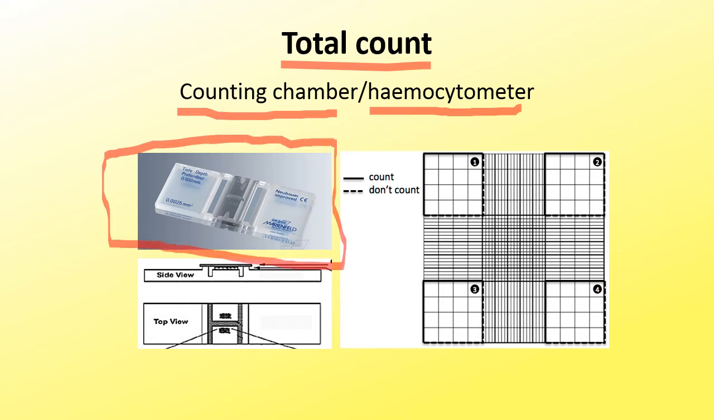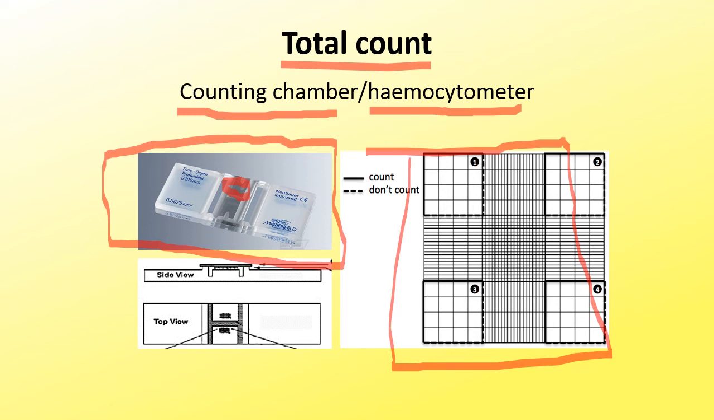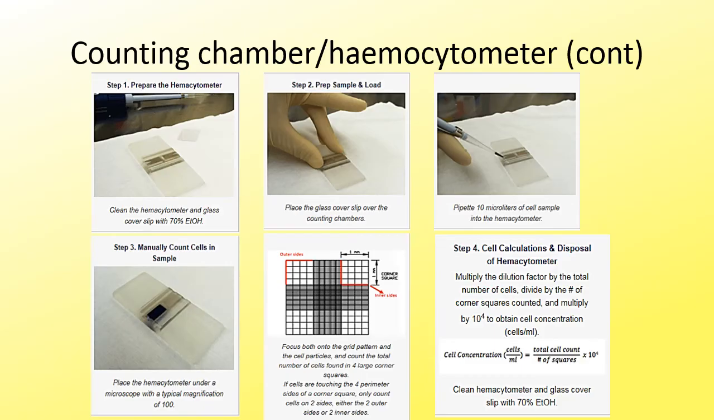So it's usually made of glass, and when you look under the microscope at this area, you're going to obtain something like this. So you'll see a lot of squares. Usually the important areas are the 1, 2, 3, 4. So these are the areas going to be taken into consideration for the bacterial cell count.